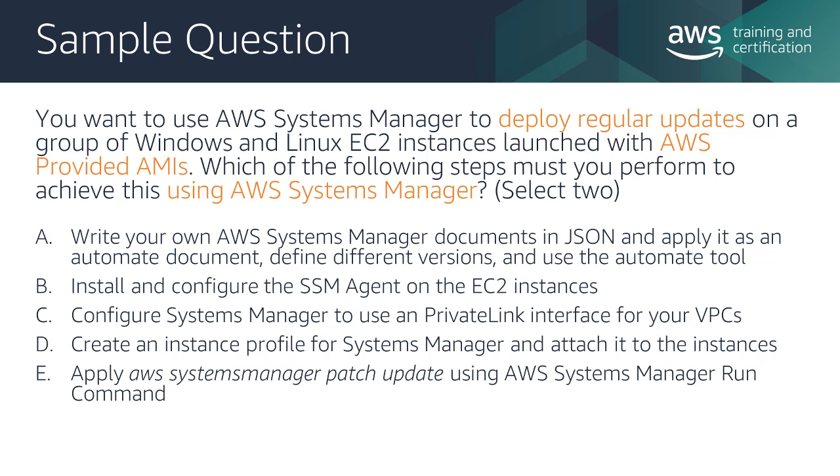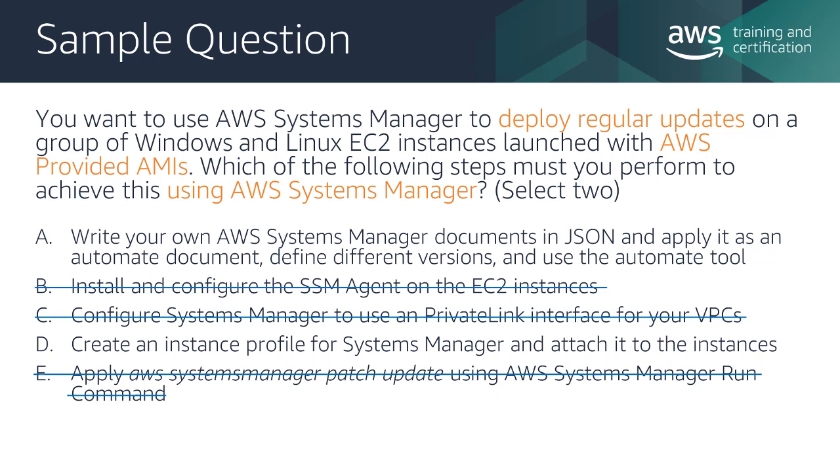Here we go. It's not option B. First of all, you don't need to install the AWS Systems Manager agent because you're using AWS-provided AMIs. The agent is not needed in this case. It already comes pre-installed. You don't need option C, configure it using a PrivateLink interface to your VPC. You don't need to have this set up for Systems Manager. The instances already have outbound internet access. No problems needed there.